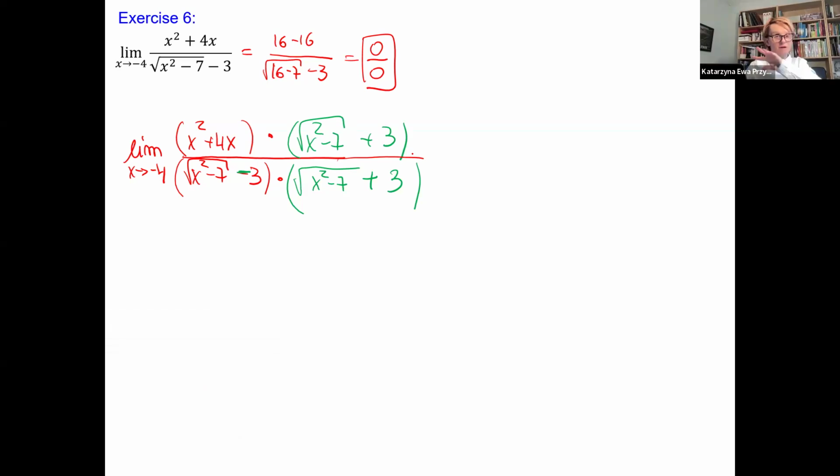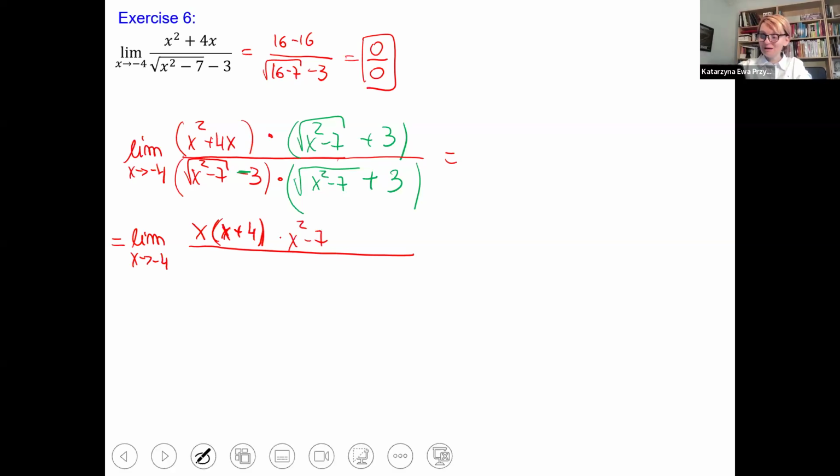In this example it is in the denominator, but we will not distribute the other one, because otherwise we will lose the 0. And actually, where is the 0, the factor? Let's factor out x, and we can see this is 0. X plus 4 at -4, it is 0. Okay, can you simplify the denominator?